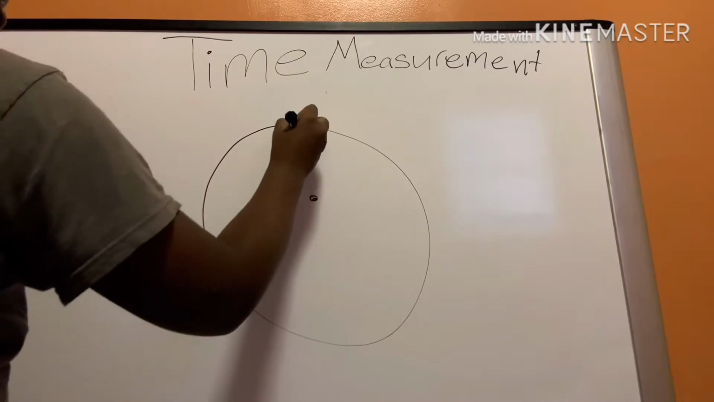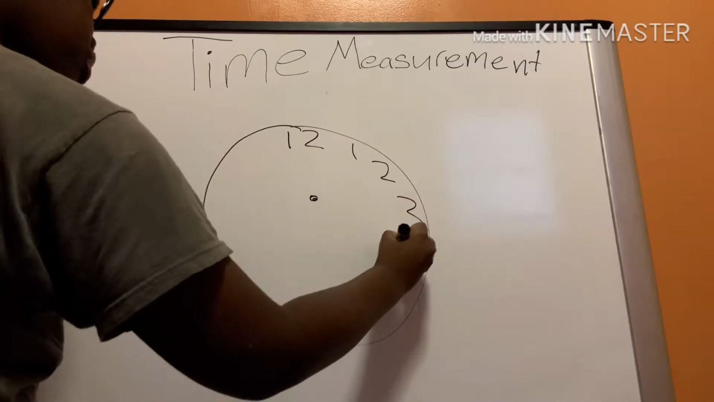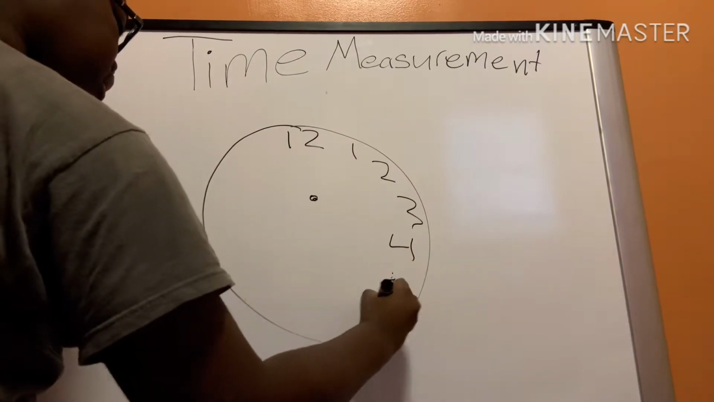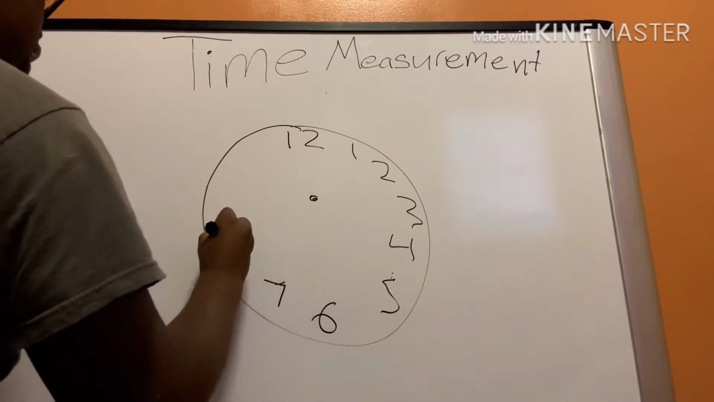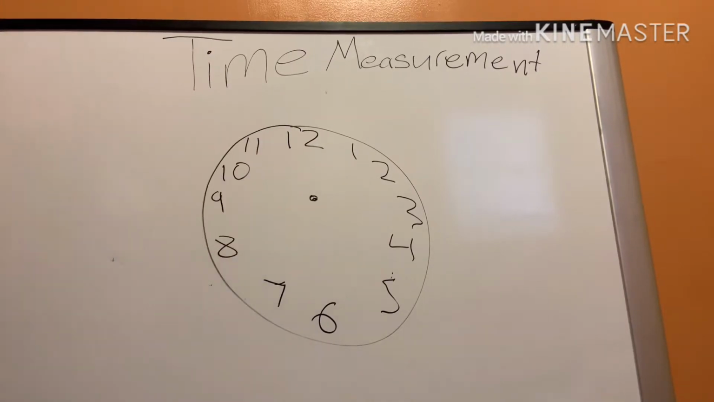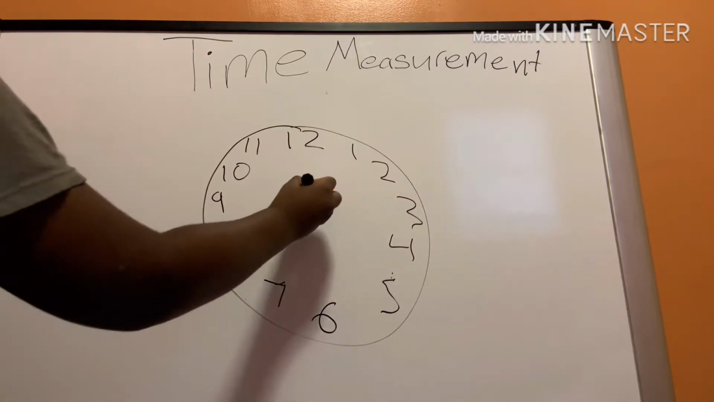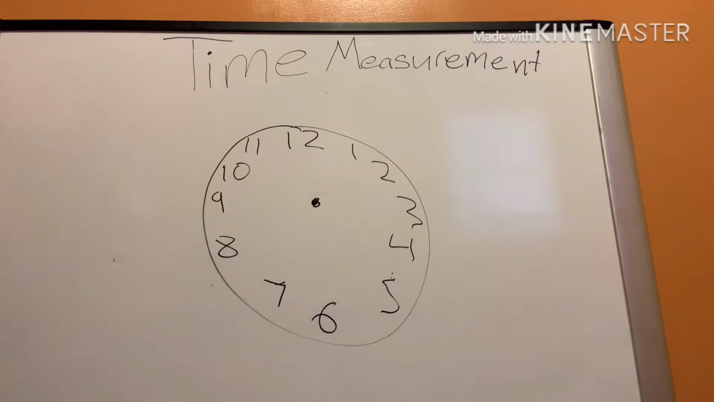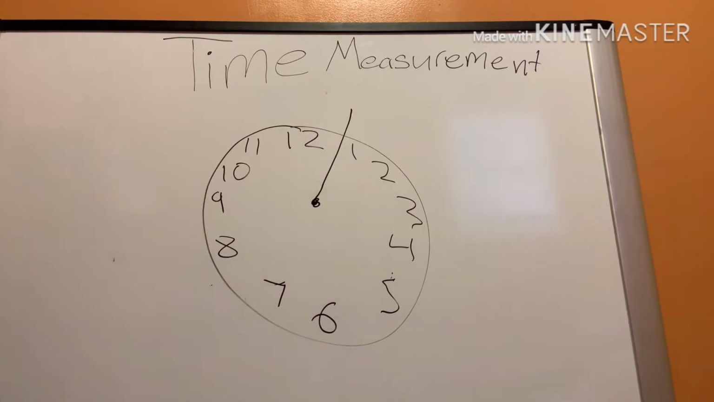Right in the middle. You have 12, 1, 2, 3, 4, 5, 6, 7, 8, 9, 10, 11. Now, this is your basic clock. If you have an analog clock, that's what it would technically look like. So then, here's where I'm going to start out with the minutes, the hours, and the seconds. So, this long hand, it looks like I'm kind of doing the analog clock video, but this is now showing you.